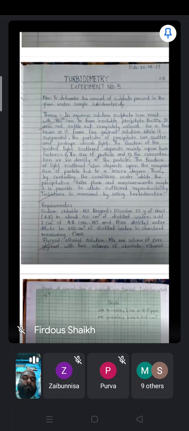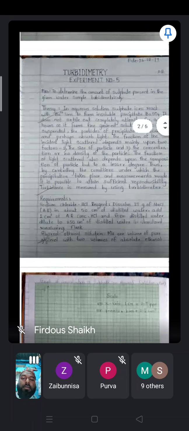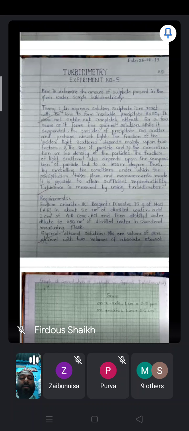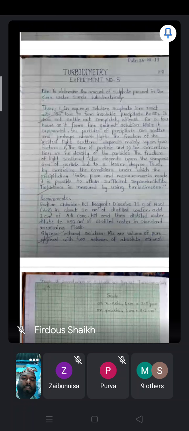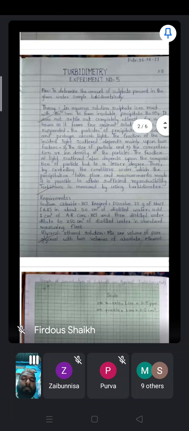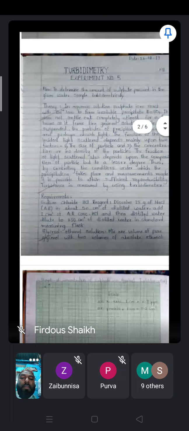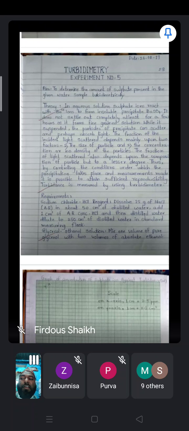The suspended particles of precipitate can scatter and absorb the light. The fraction of the incident light scattered depends mainly upon two factors. The first one is the size of the particle and the second one is the concentration or density of the particle. The fraction of the light scattered also depends upon the composition of the particle, but to a lesser degree.